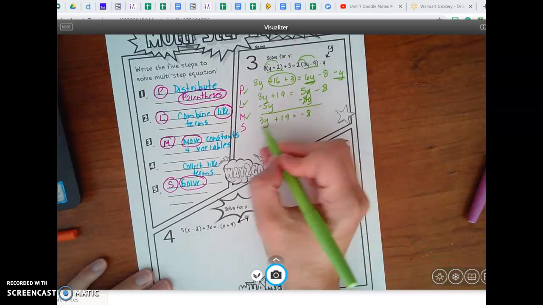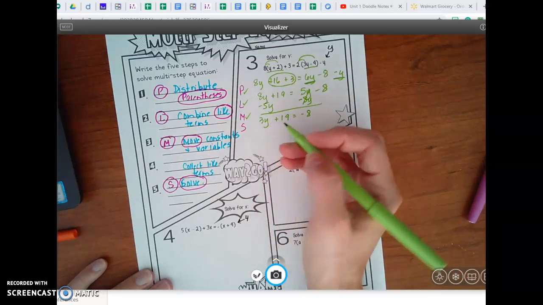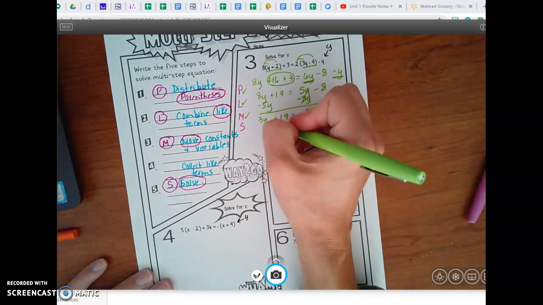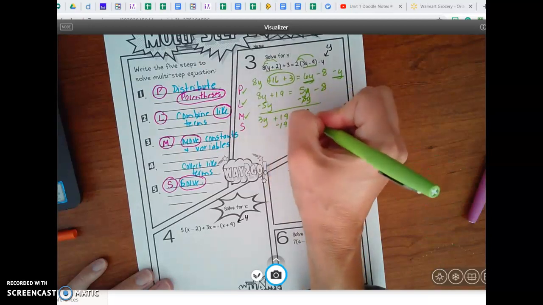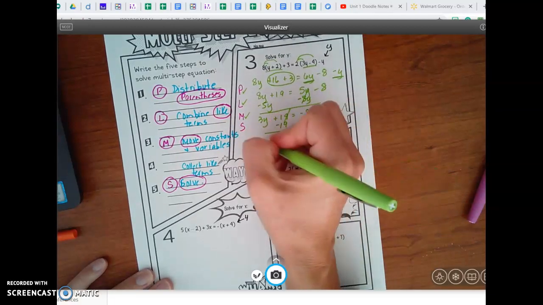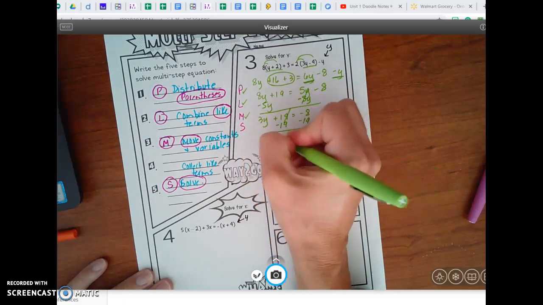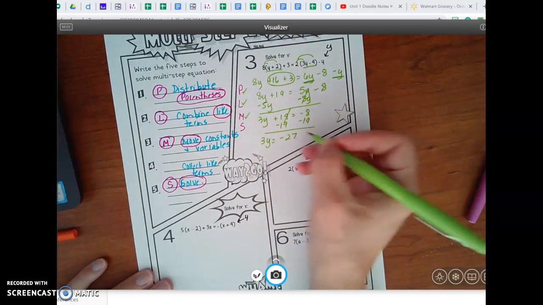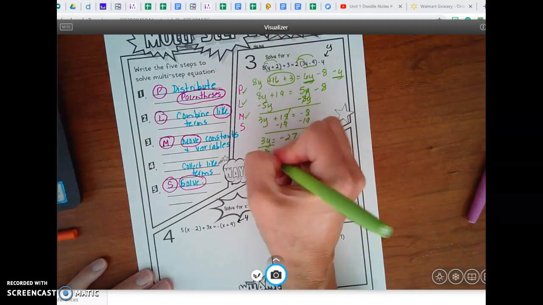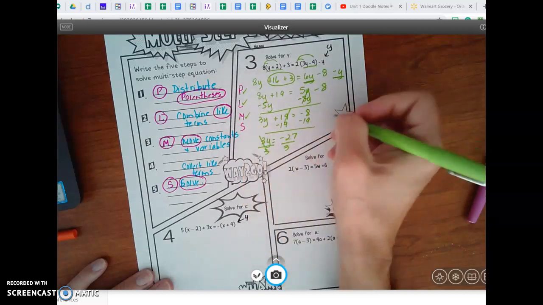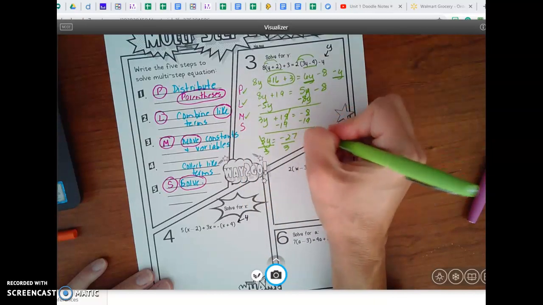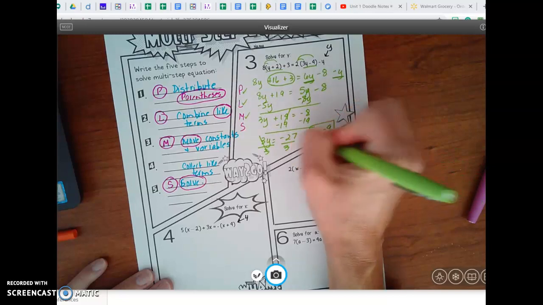And at this point, we want everything away from y because that's what we're trying to get to. So at this point here, I'm going to do the opposite of 19, which is subtracting 19. That gives me 3y is equal to -27. And then the opposite of multiplying by 3 is dividing by 3. And so that tells me that y is now equal to -9.